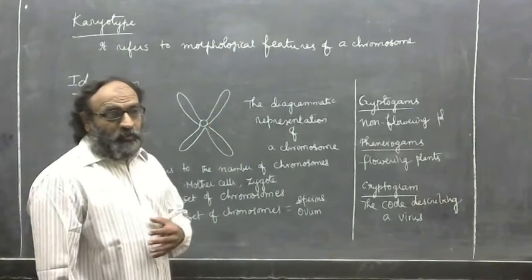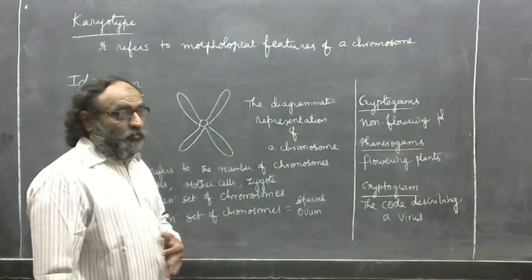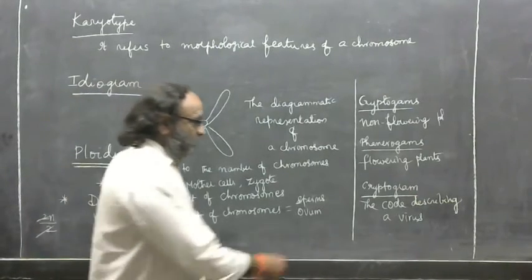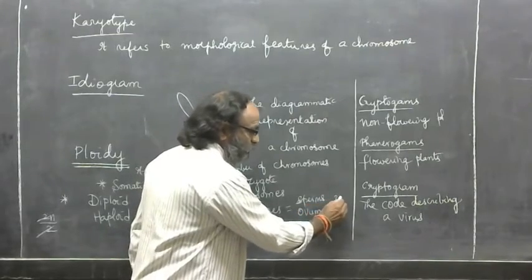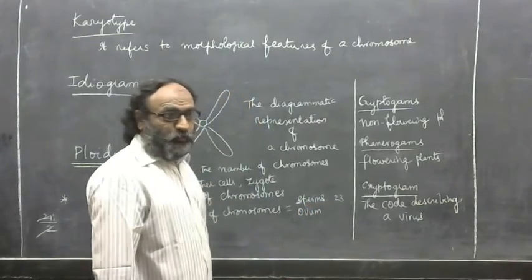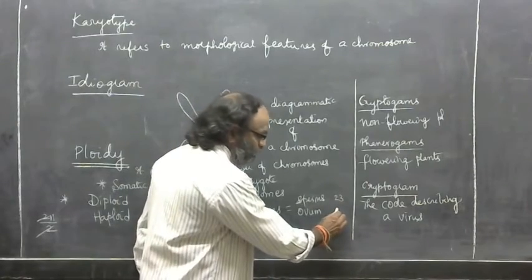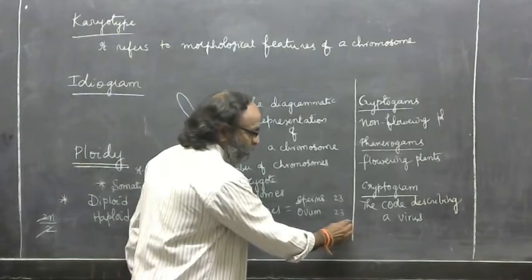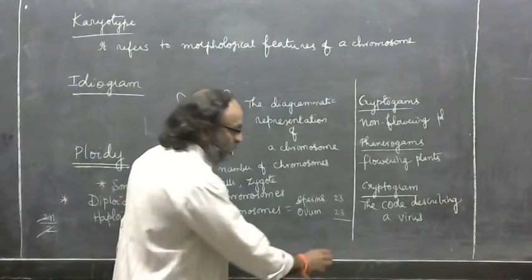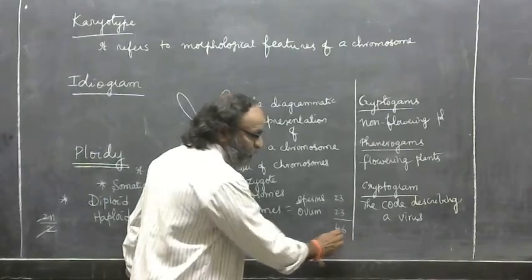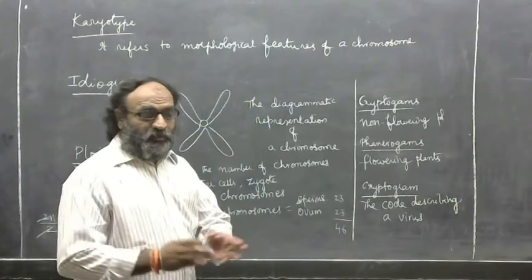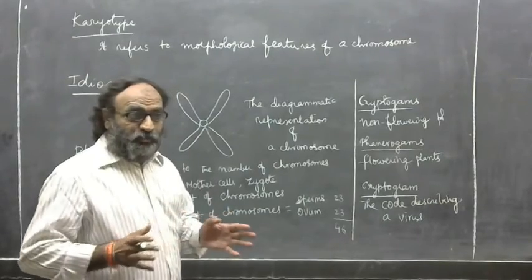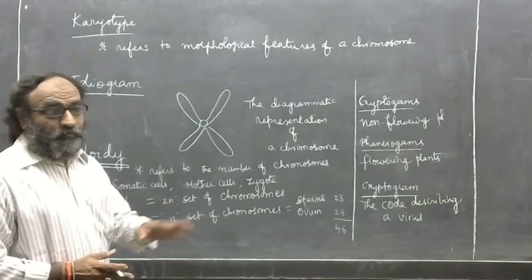I said human beings have 46 chromosomes. Out of 46 chromosomes in a human being, male or female, the father contributes 23 chromosomes through the sperm, and the mother contributes 23 chromosomes through her ovum. Therefore, the child gets 46 chromosomes in total if there are no chromosomal abnormalities.